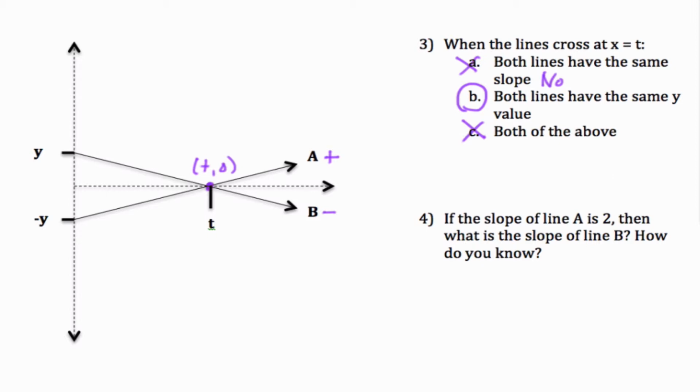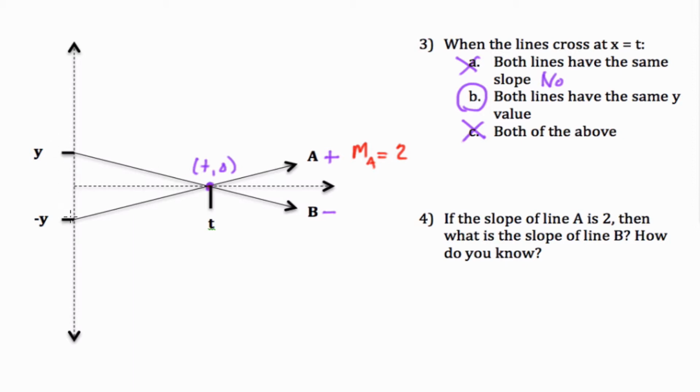Let's take a look at number 4. If the slope of line A is 2, then what is the slope of line B? And how do you know? Well, the slope of line A, I'm told, is 2. There are no numbers here, but is there any way that I can figure out the slope of line B? And there is. Line B starts at positive y, and after some interval t, it ends up at 0. Line A starts at negative y, and after that same interval t, it also ends up at 0.